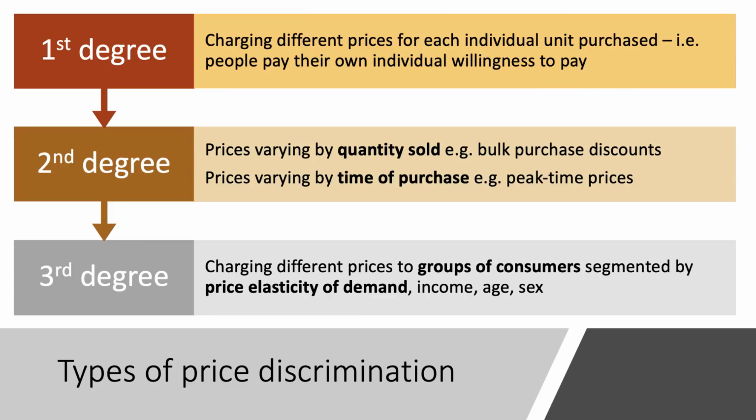Normally, though, the market is split into at least 2 different sub-markets, and second degree discrimination is varying price by the quantity sold. For example, a bulk purchase discount at a wholesaler, or also by the time of purchase. There could be a peak time price and an off-peak price. Third degree, most common, is where you charge different prices to different groups of consumers. You segment the market according to the coefficient of elasticity of demand or some other metric: income levels, age, sex, and so on. So different types.